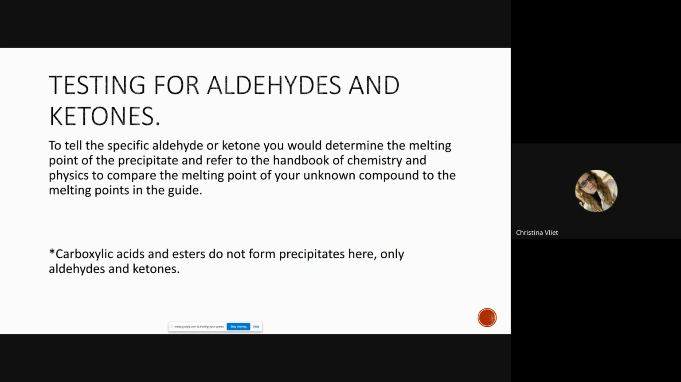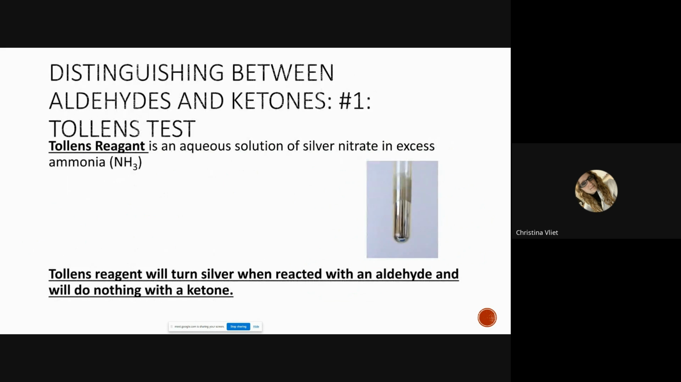It's important to note that these chemical tests do not work for carboxylic acids, and do not work for esters. They only work for carbonyl functional groups, not carboxyl functional groups. And so they will only react with either, we'll figure out what the difference is between an aldehyde and a ketone. The first one we're going to use, we'll see if you do it right, might be your favorite experiment of the year.